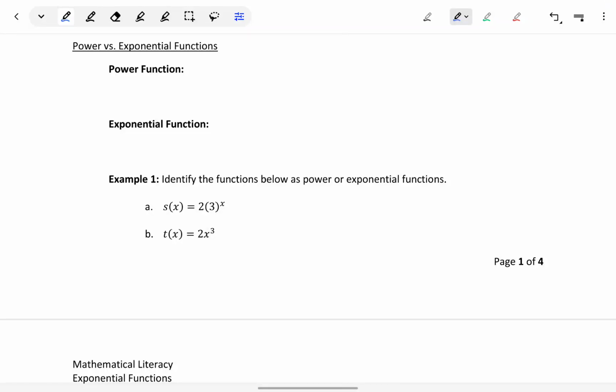Now let's talk a little bit more about the structure of a power function versus an exponential function when we write out these functions or equations. A power function is a function of the form f of x equals a times x to the b power. And what we have in this case is a variable raised to a constant power.